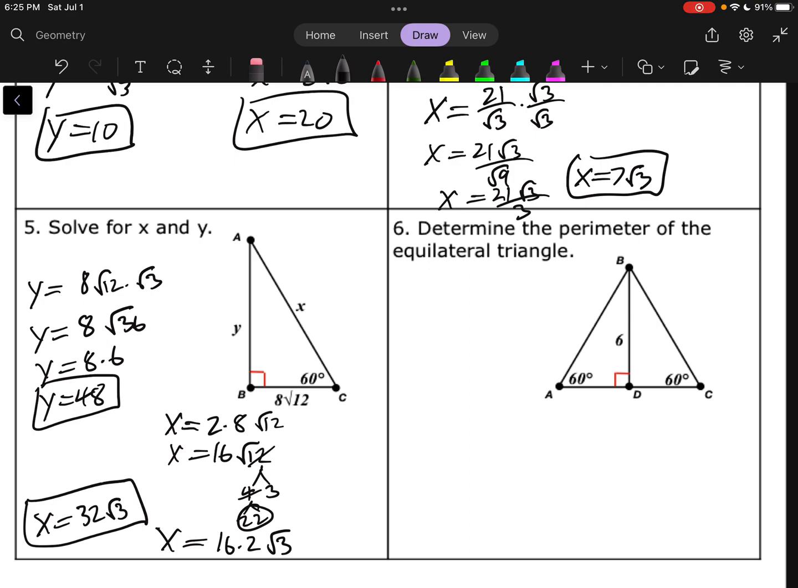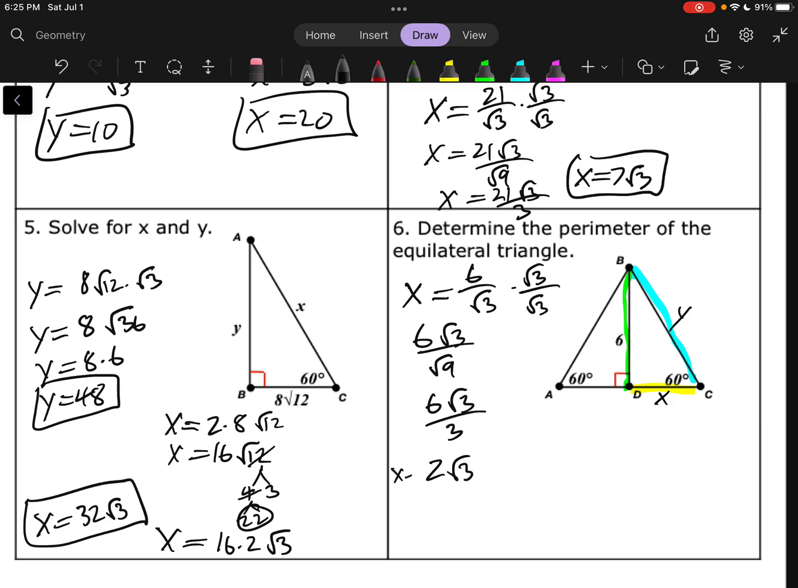I get it. Determine the perimeter of the equilateral triangle. Okay, so we did one like this in the notes. We got our long leg right there, short leg there, hypotenuse here. So let me just call this x and this y for now. If I want to find x, the short leg, I should have done 6 divided by root 3. That is 6 root 3 over root 9, but root 9 is 3, and that is 2 root 3 for x.